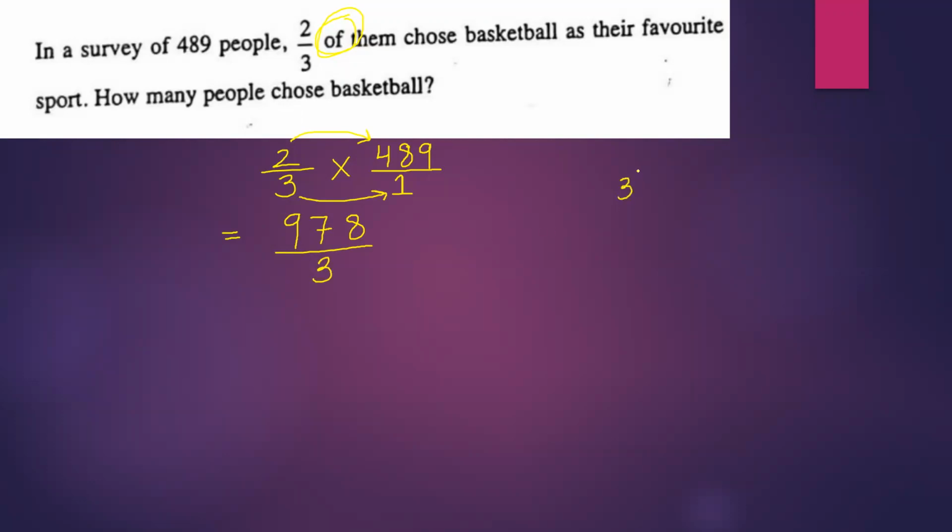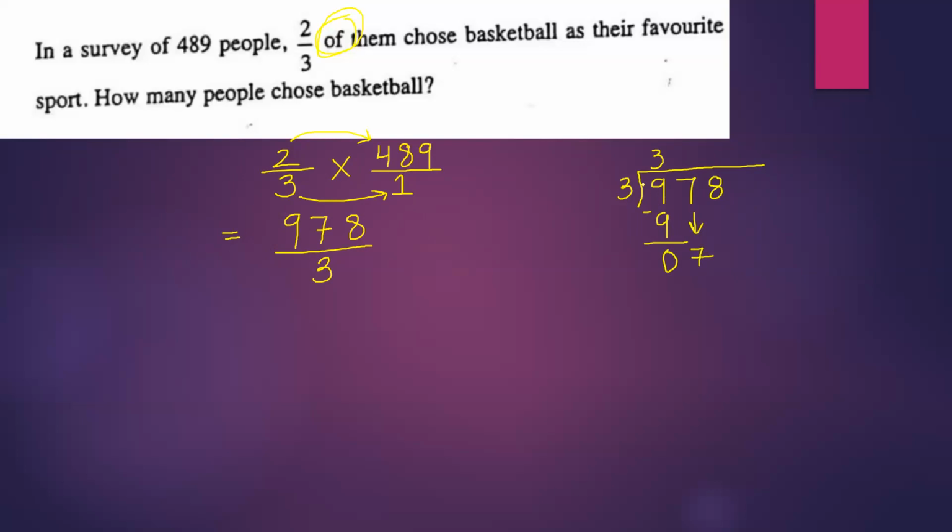So let's do that. 3 into 978. How many times does 3 go into 9? 3 times. 3 times 3 is 9. 9 minus 9 is 0. Bring this down.